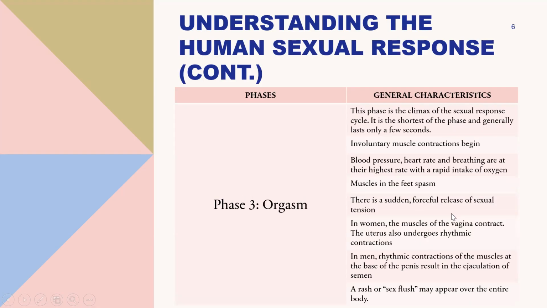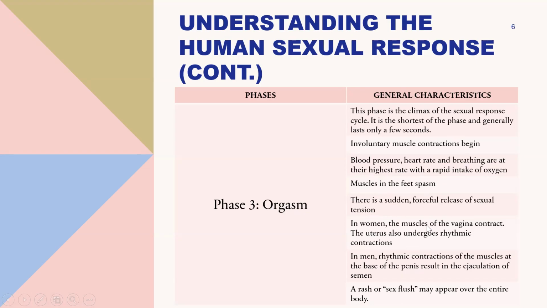So for phase 3, or the orgasm phase, take note of this, this is the phase wherein there is the presence of climax in the sexual response cycle. It is the shortest of the phases and generally lasts only a few seconds. It includes involuntary muscle contractions. The blood pressure, the heart rate, and the breathing are at their highest rate with a rapid intake of oxygen. Muscles in the feet spasm. There is a sudden, forceful release of sexual tension.